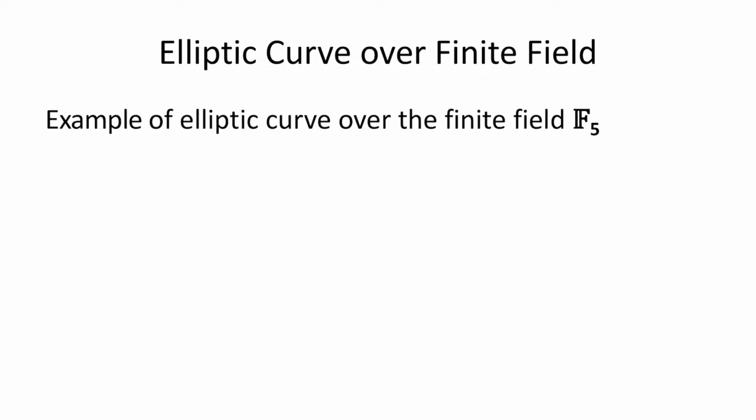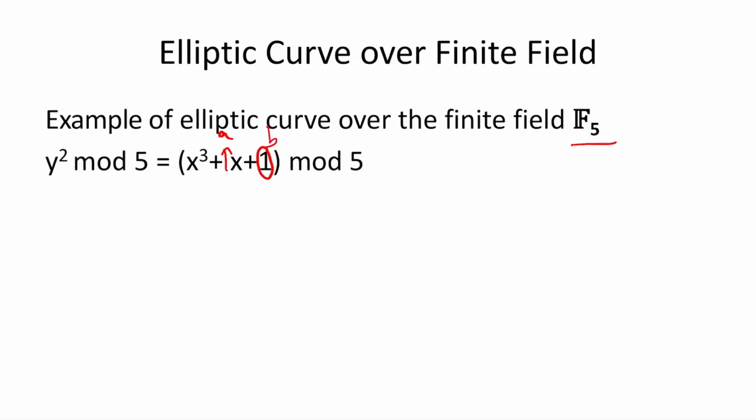Let's say we want to calculate an elliptic curve over the finite field for prime number 5. So we can denote this as F5. Let's say a is equal to 1 and b is equal to 1 as our constants. So our resultant cubic equation for our elliptic curve will be y squared mod 5 is equal to x cubed plus x plus 1 mod 5. So this is our a value and this is our b value.